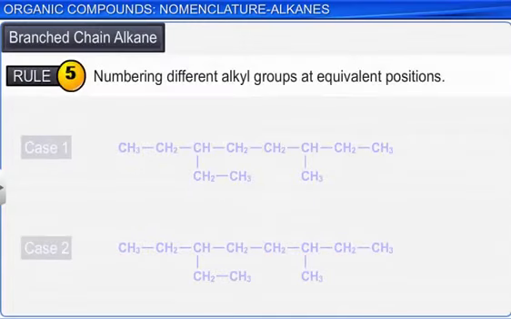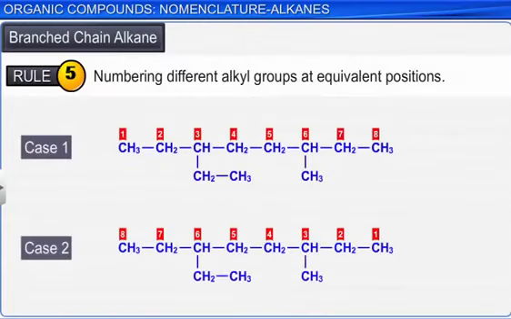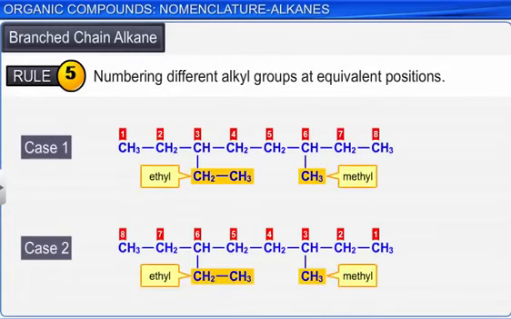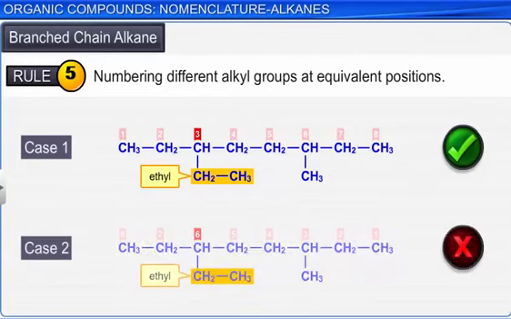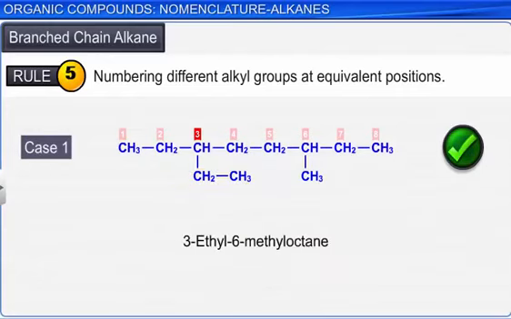Rule 5. Numbering different alkyl groups at equivalent positions. If 2 substituents are present on equivalent positions, then the lower number is assigned to the group that appears first in the alphabetical listing. For example, in case 1, the ethyl group is present on carbon 3, which is assigned a lower number than its position at 6 in case 2. Hence, the correct name for the compound would be 3-ethyl 6-methyl octane.